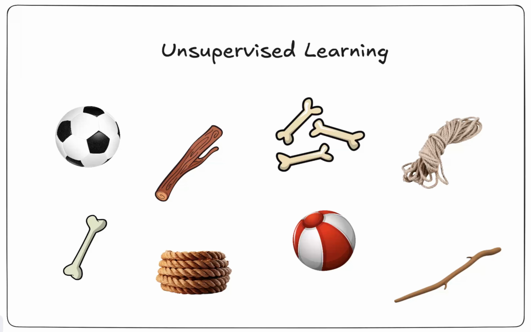There are no labels, there are no answers, just patterns. That's unsupervised learning. You only give your input, which I mean objects, and you don't tell what they are. And your dog will start to explore the similarities and patterns between these objects. Unsupervised learning is discovery based. It finds the structure even if we didn't know that it was there.